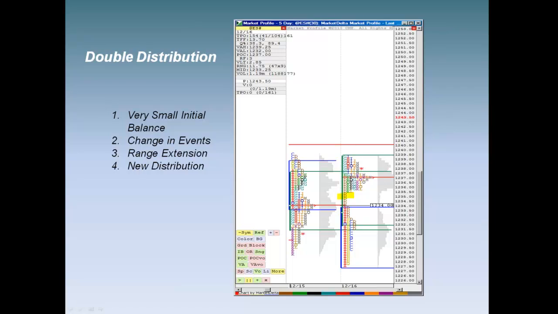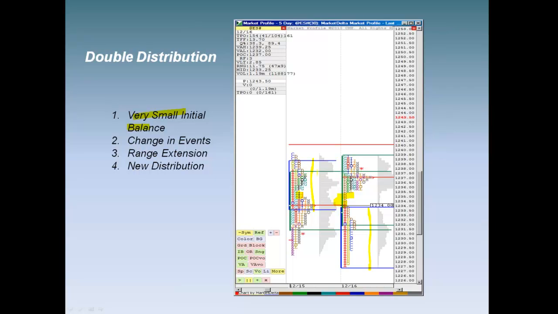Sometimes we'll have a single print between the two distributions. Sometimes there won't be much of a single print. It'll just be a small print like this, or a double print. In any event, what really happens is the market begins with a very small initial balance. And as you can see here, we have a small initial balance, and here again we have a small initial balance. They're almost both about equal in size.